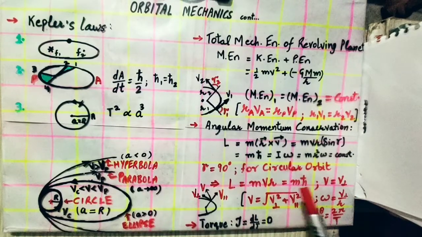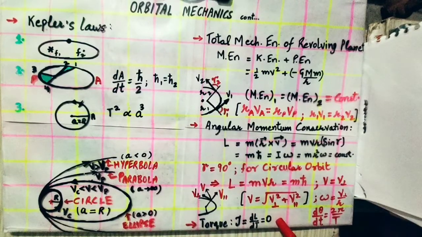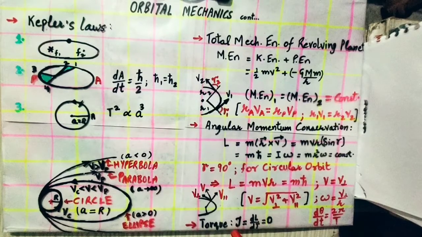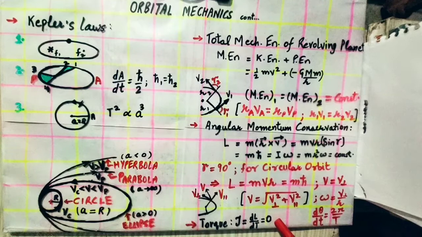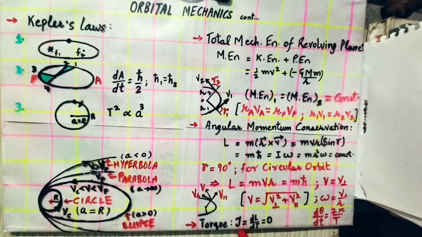And the last thing is the torque that can be applied by the central mass on the satellite revolving around it, given by dL by dt. The torque will be 0 because angular momentum is conserved. Since angular momentum is conserved, there will be no change in angular momentum with time, so there will be no torque. That's why torque tau equals 0.